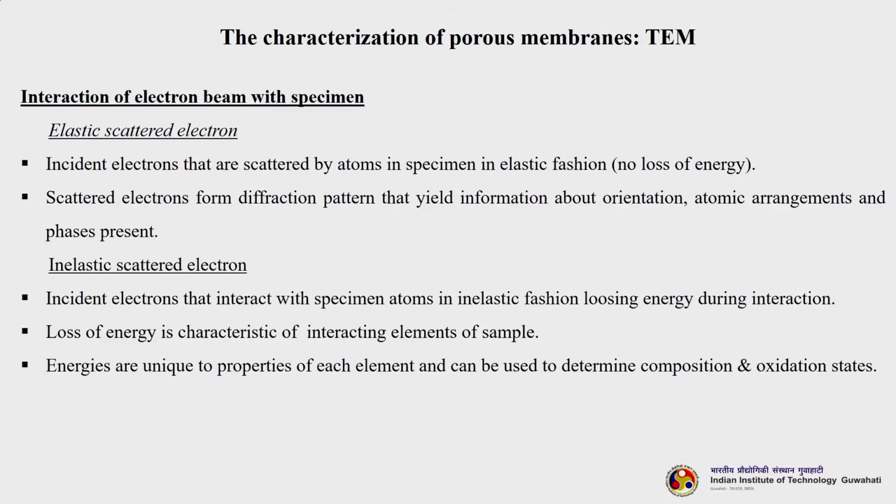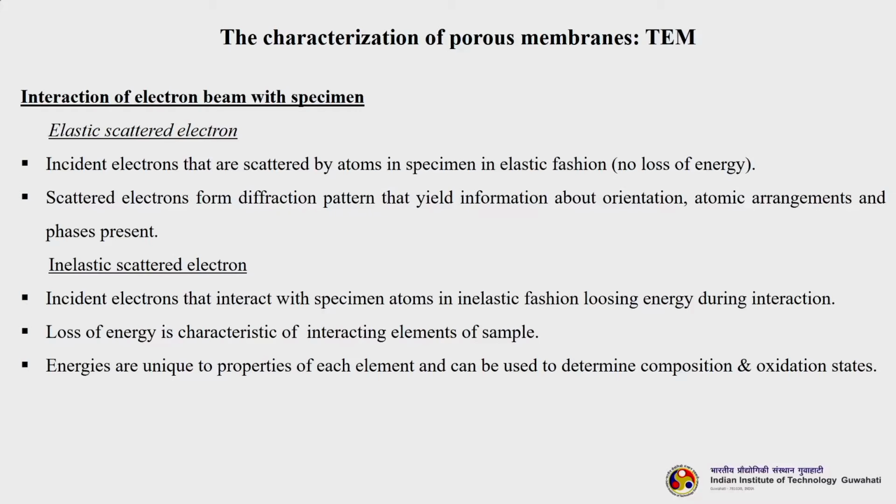Then elastic scattered electrons. These are incident electrons that are scattered by atoms in the specimen in an elastic fashion. That means there is no loss of energy. And scattered electrons form a diffraction pattern that yields information about orientation, atomic arrangements and phases present.